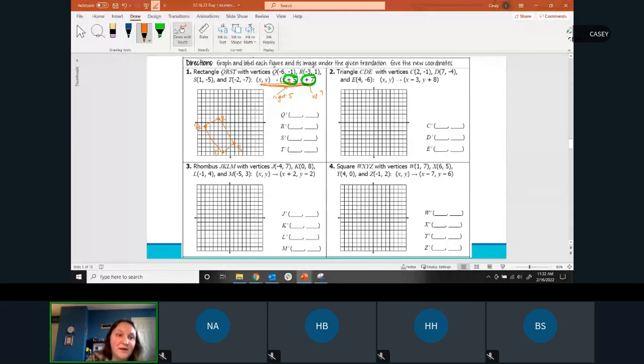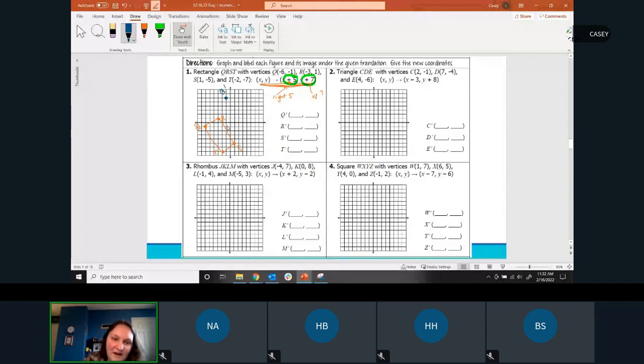So you're going to take each point one at a time, and move it right 5 and up 7. I'm doing it the visual way, and then I'll show you the algebra way in a second. Okay, so we're going to go right 5, 1, 2, 3, 4, 5, and up 7, 1, 2, 3, 4, 5, 6, 7. And there it is, and we name it Q prime.